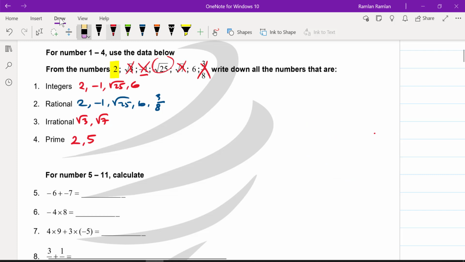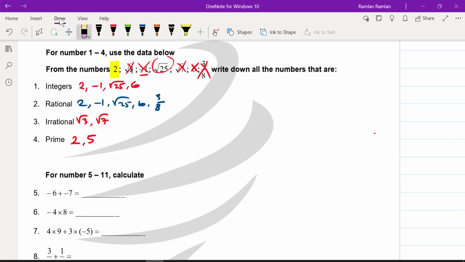Now we need to check whether it has exactly 2 factors or not. So 6 is divisible by 1, 2, 3, and 6, right? Because it has more than 2 factors, the number of factors is not 2, then it is not a prime number. Okay, so we're done for number 1 until number 4.